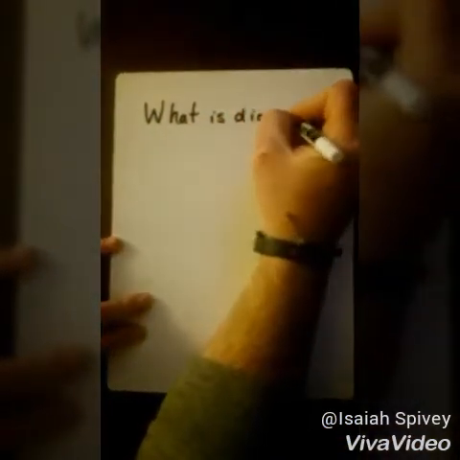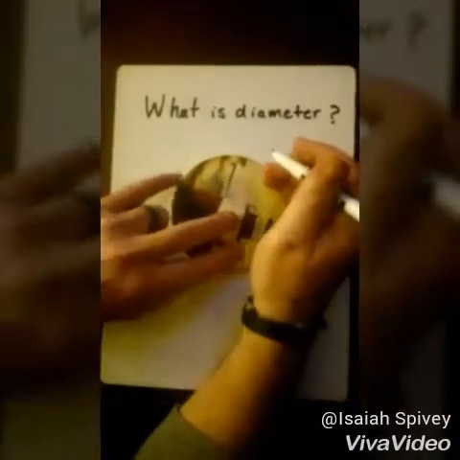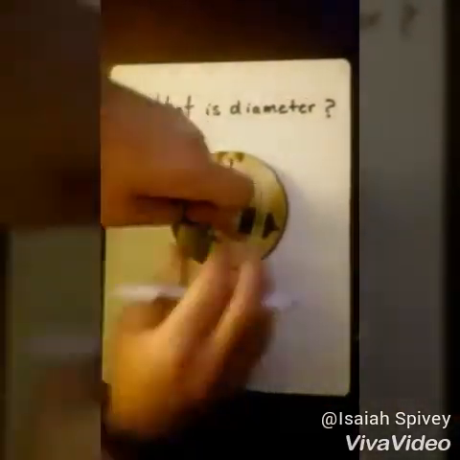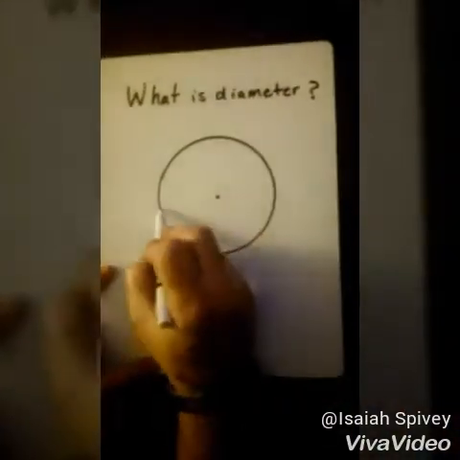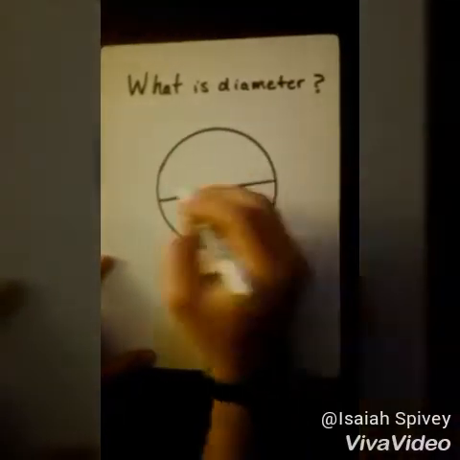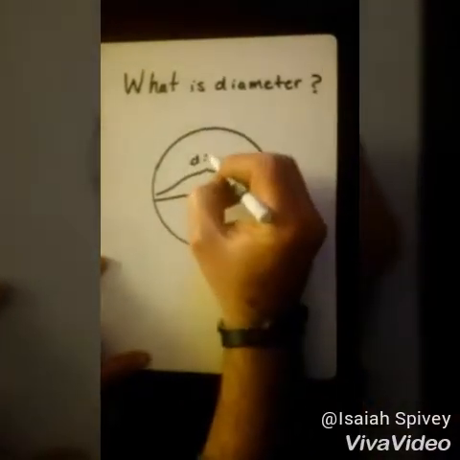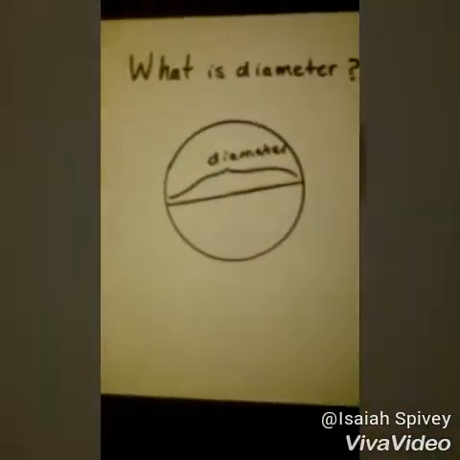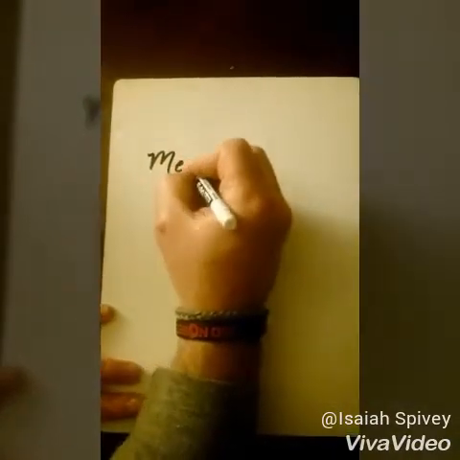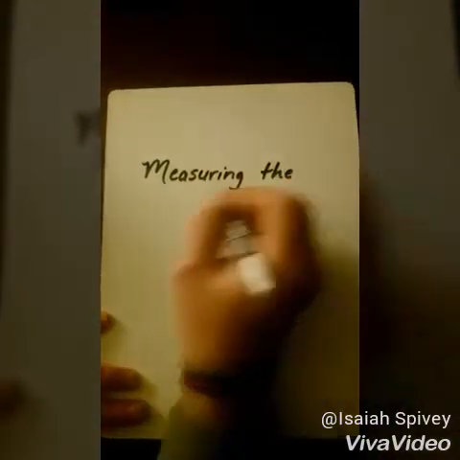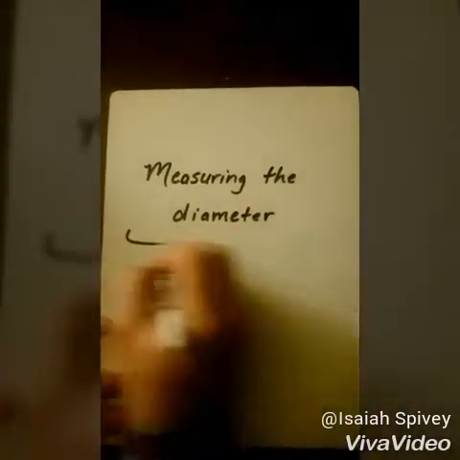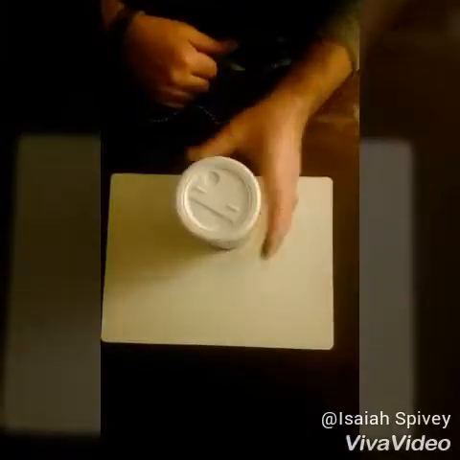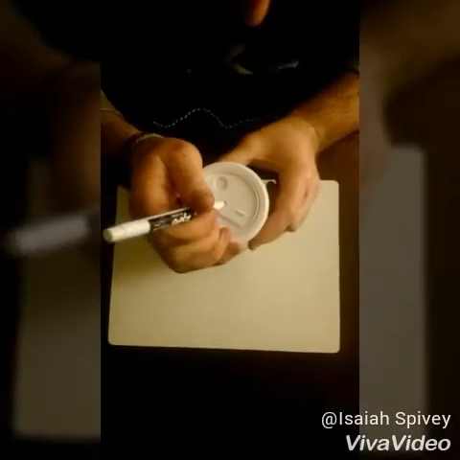So the next thing is diameter. So what is it? Diameter is the distance from one side of the circle to the other, but it must go through the center. So here's what you're going to need for measuring the diameter. You'll need the same materials that you did before.